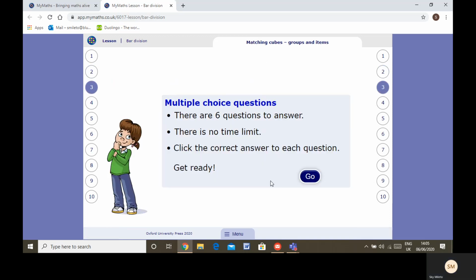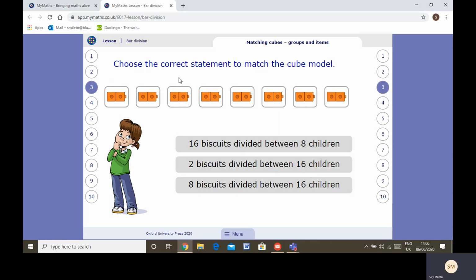So, multiple choice questions. There are 6 questions, no time limit. Let's get going. Choose the correct statement to match the cube model.